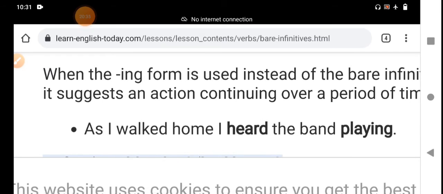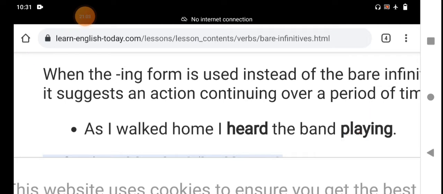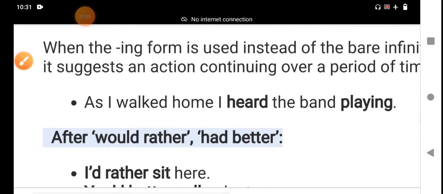As I walked home, I heard the band playing. Here, what kind of verb has been used? Playing is a present participle, not a bare infinitive. The meaning of this sentence is, I heard the band playing as I was walking home. It is continuous over a period of time. When we use the bare infinitive, it indicates a completed action. That is the difference between the two.